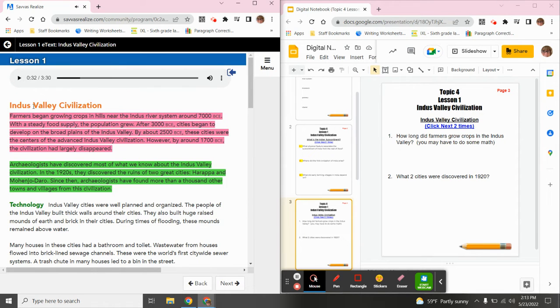I'm going to pause that there. So in this first pink highlighted text, it goes with number 1 on page 3 of your digital notebook. How long did farmers grow crops in the Indus Valley? You may need to do some math here. So if it started in 7000 BCE and the civilization disappeared in 1700 BCE, how many years was this?